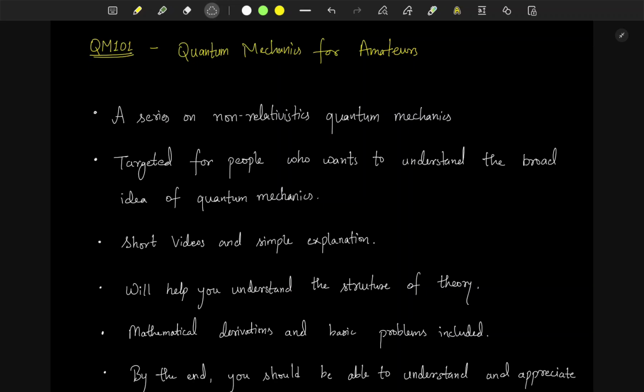And my goal is that by the end of this lecture series, you should be able to understand as well as appreciate how weird quantum mechanics is. Okay, because let's be honest, quantum mechanics is not something very simple or very trivial. Okay, it will make you think a lot. It will make you ponder how is this true, how is this working, how is this so weird but at the same time so perfect as well. So those kinds of thoughts might come to your head.